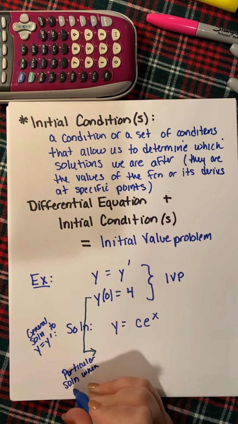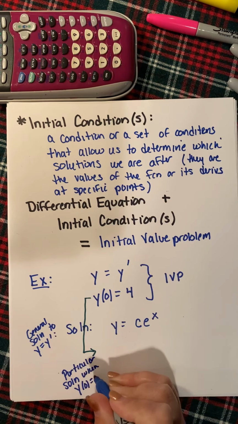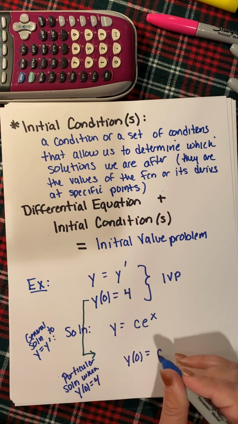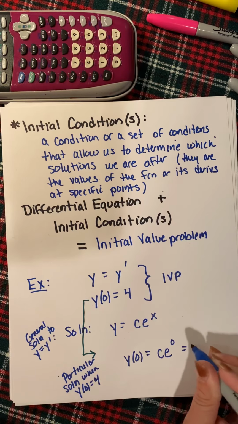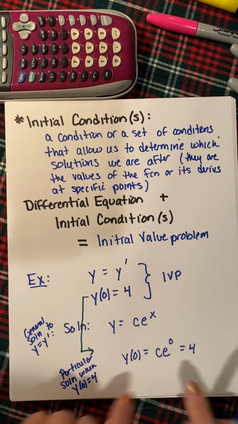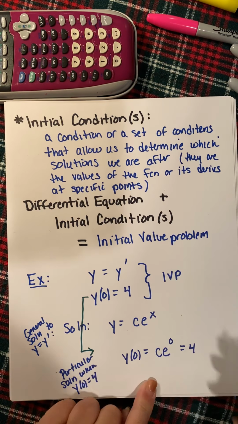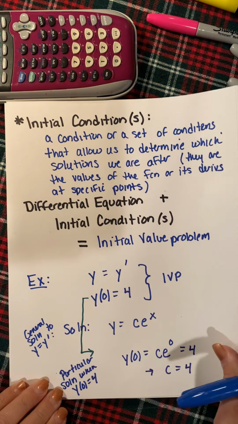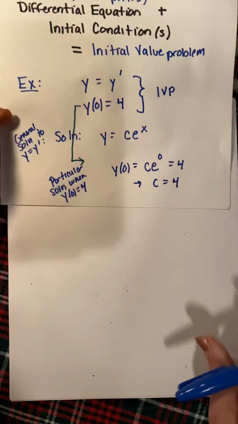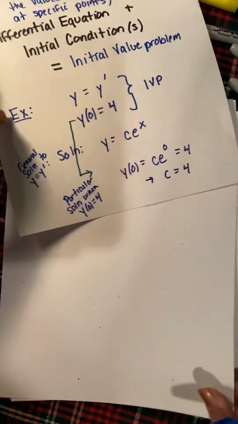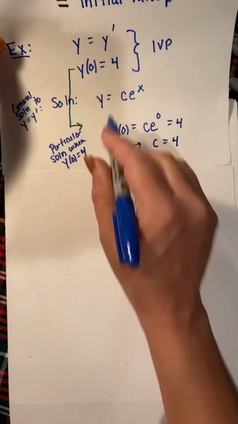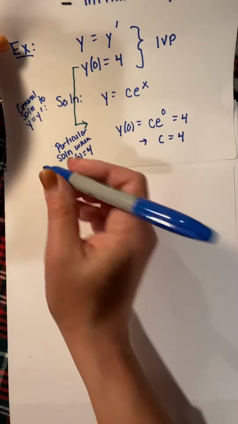When we stick 0 in for the output, the output has to be 4. Well, y of 0 is c e to the 0, and that has to equal 4. So now we solve this little itty bitty equation. E to the 0 is 1, so c has to equal 4. So therefore, the particular solution to this initial value problem forces us to find the value of that arbitrary constant.